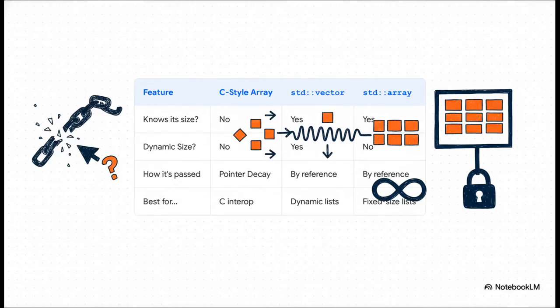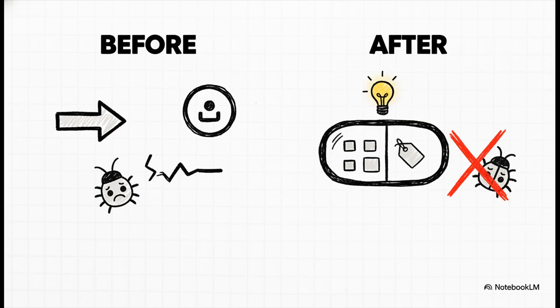And this table just lays it all out perfectly. The old C-style array doesn't know its size, and it suffers from pointer decay. But look at std::vector and std::array, they both know their size, and you can pass them by reference, which completely avoids the whole decay problem. std::vector is your go-to for dynamic lists, while std::array is a super efficient, safe replacement for those old fixed-size C arrays. So really, the most crucial thing to take away from all this is that when you use modern C++ containers, you're not just moving raw data around anymore. You're passing these smart objects that manage the data for you.